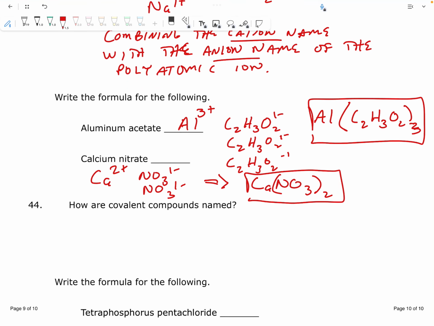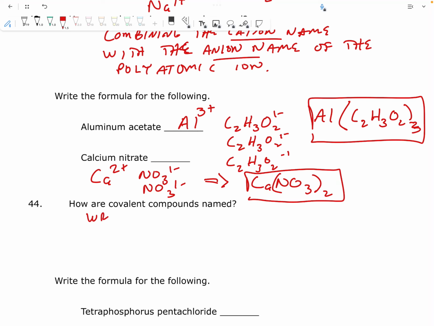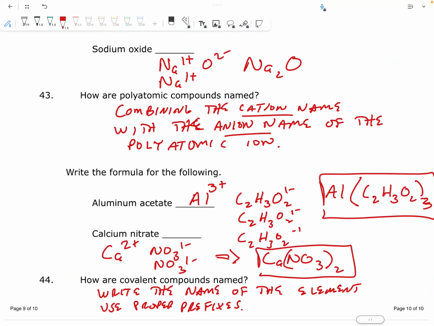Okay. Covalent compounds. You write the name of the element. Well, no cation for the element, because it's not an ionic compound. It's 2 nonmetals here, so it's covalent. So you need to use the proper prefixes. Okay, and the prefixes are these.